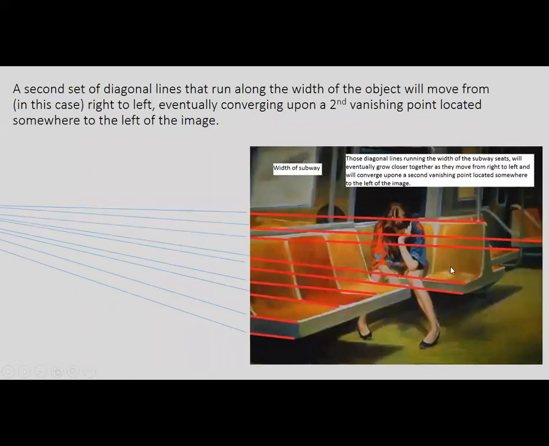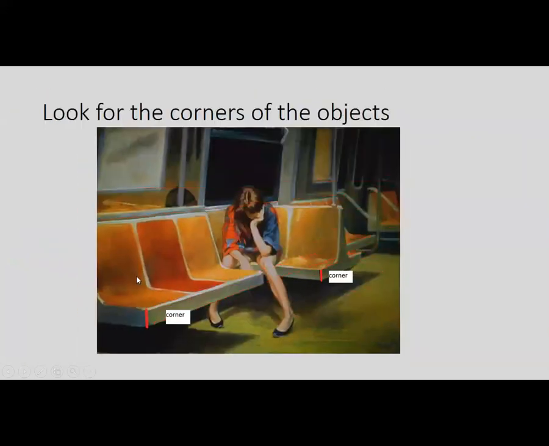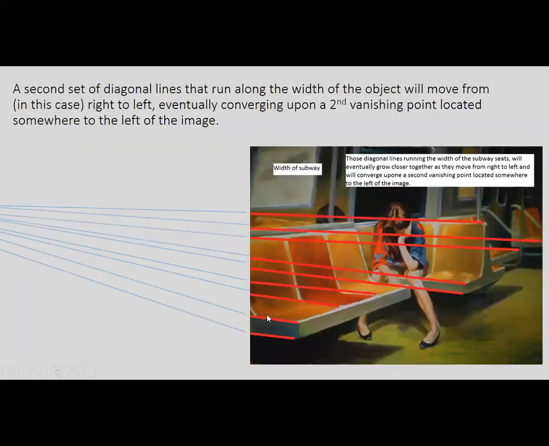Now we're going to a second set of diagonal lines that run along the width of the subway. So they run along the top and bottom of this chair, bench, whatever. They're going off that way. I'm going to go back so you can see this more clearly. If you look at these seats, see these lines here? They're running along the width of those chairs. So we're going to draw along those lines. Width, width, width. My lines are a bit crazy, but they're all going from right to left to some vanishing point that's way off the edge of the picture.